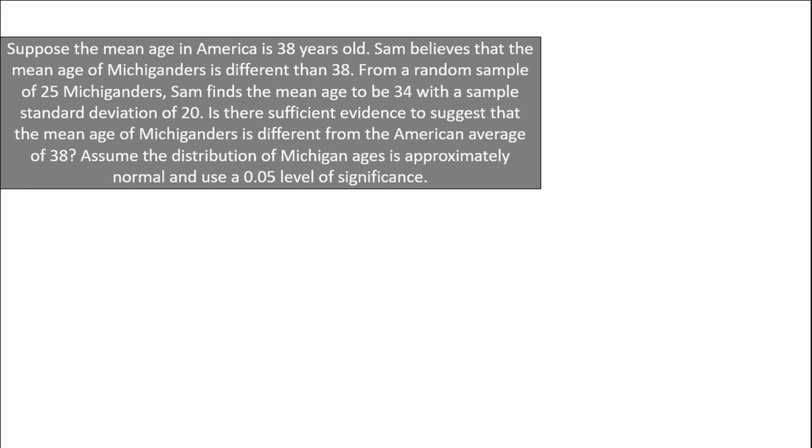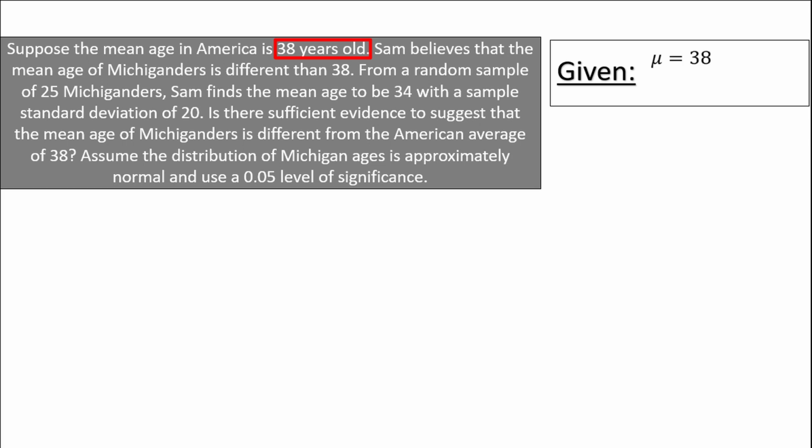Let's record down some of the given information. The mean age in America is claimed to be 38 years old, and we are curious to see if this value is also the mean for Michiganders. This is a statement relating to the population mean mu, so we have mu is equal to 38. Our sample size is 25, so we have n is equal to 25. From the sample of Michiganders, the mean age was 34, which means that our sample mean, x bar, is equal to 34. The sample standard deviation was also calculated and found to be 20.